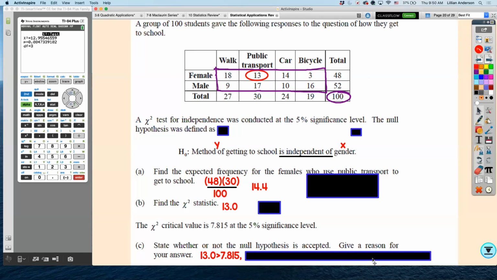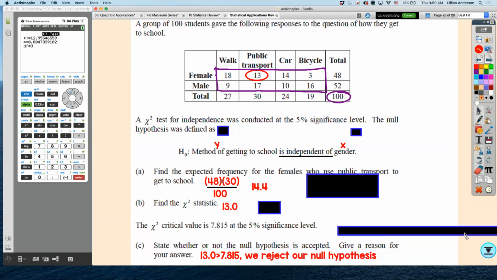13.0 is greater than 7.815. That is the reason why we are going to reject our null hypothesis. The comparison of the values is the reason. And then of course, saying if we're going to reject or accept is answering the first part. You cannot get your R1 or your A1 without getting your reasoning. So as long as you compare, you'll always get that point. And then you just got to remember when to accept or reject.